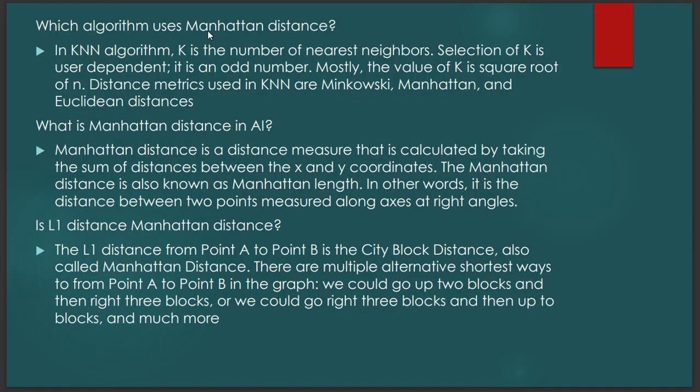Which algorithm is used for Manhattan distance? In the KNN algorithm, K is the number of nearest neighbors. The selection of K is dependent on the data. It is an odd number. Mostly the value of K is the square root of n. Distance metrics used in KNN are Minkowski, Manhattan, and Euclidean distance.